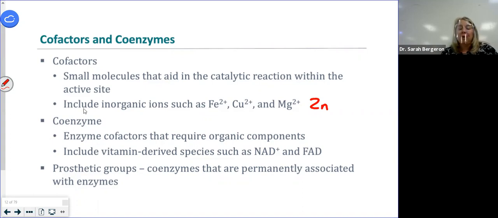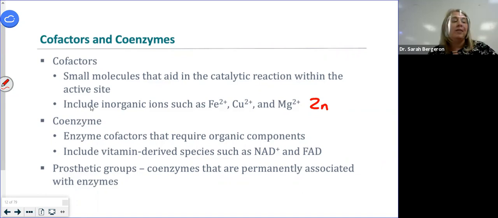So within coenzymes, you can have prosthetic groups. Prosthetic groups are actually covalently attached to our enzymes, and they can't ever leave. Coenzymes can. If you don't have enough NAD+, you don't have enough FAD, your reaction's not going to go. But if you have a prosthetic group, it is hooked on, it's attached, it's never leaving. So you can have different things.